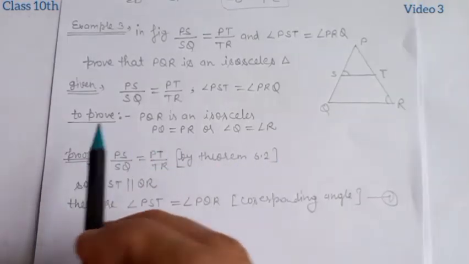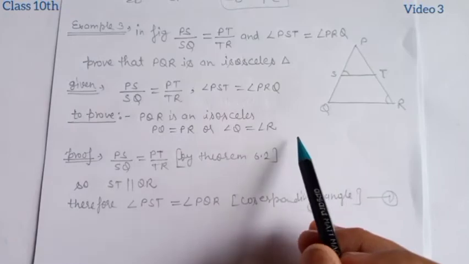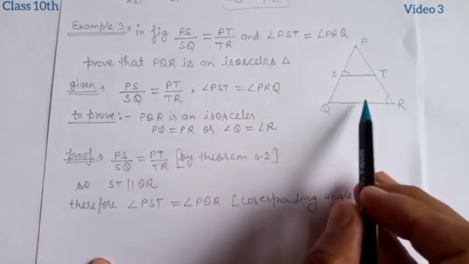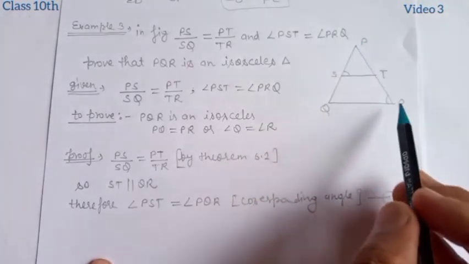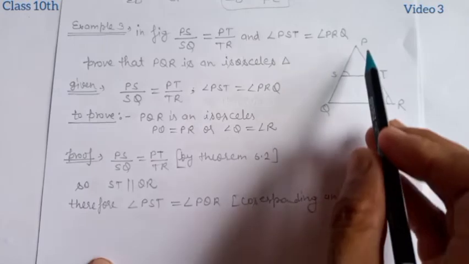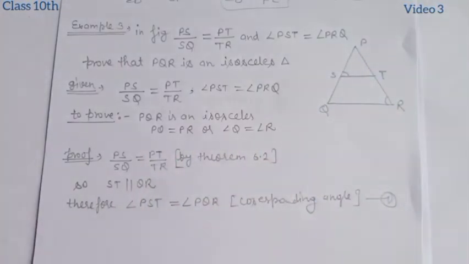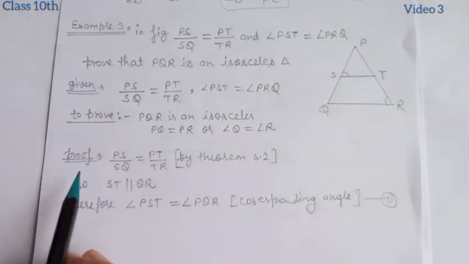Now what do we have to prove here? We have to prove that PQR is an isosceles triangle. So we can prove that either two angles are equal, meaning angle Q is equal to angle R, or the sides PQ is equal to PR. Here it is written. Okay students, now what is the next step? If there is any construction, then write the construction and steps. If there is no construction, just start to solve, meaning the proof.